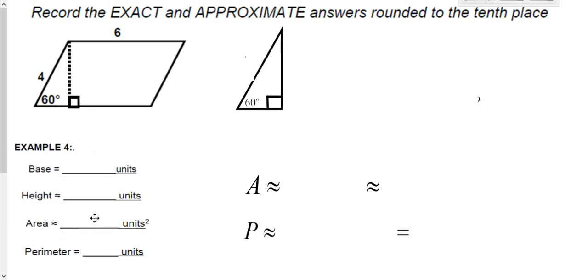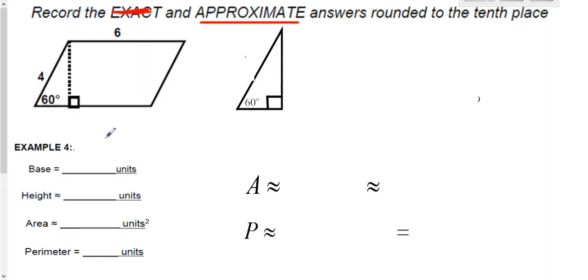Example 4. Well, let's see. Yep. This is example 4. Now it says record exact and approximate answers rounded to the nearest tenth. We aren't going to do exact. We're going to do the approximate. We're going to round to the nearest tenth in all our problems, okay? Not going to worry about exact, so you can get rid of this right here. We're going to do approximate.